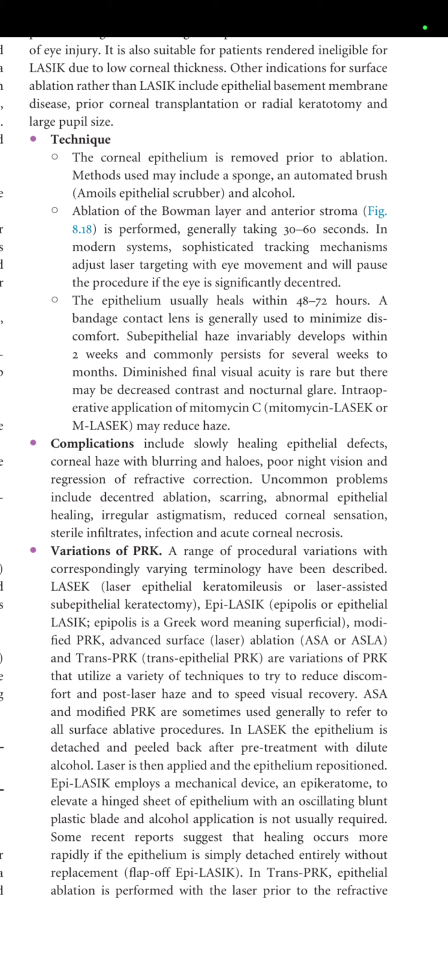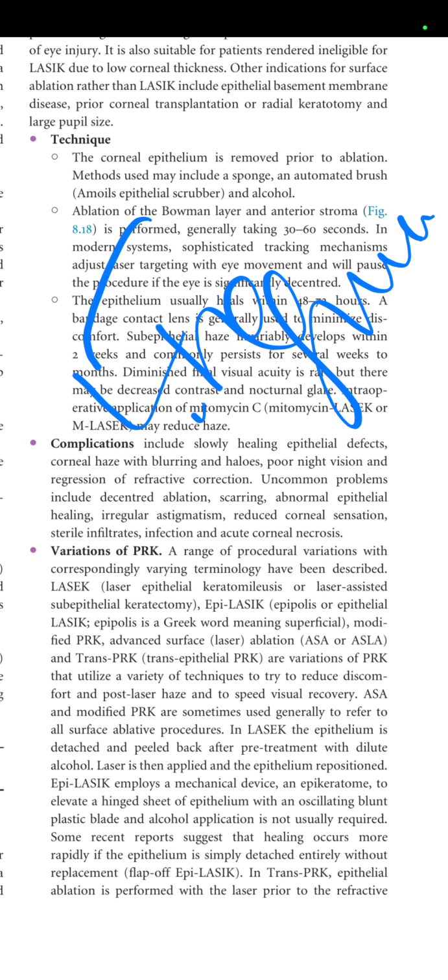Complications include slow healing epithelial defects, corneal haze with blurring and halos, poor night vision, and regression of the refractive correction. So even after you perform the refractive surgery, the myopia can regress back. Uncommon problems include decentered ablation, scarring, abnormal epithelial healing, irregular astigmatism, reduced corneal sensation, sterile infiltrates, infection, and acute corneal necrosis. So these are just the potential complications that can happen after a PRK.